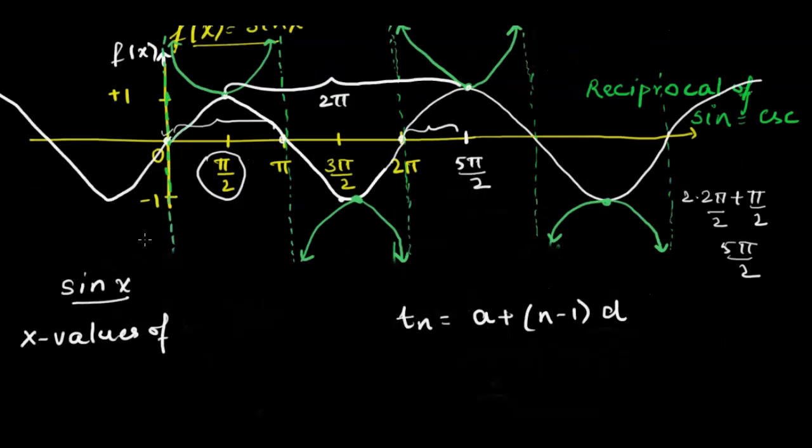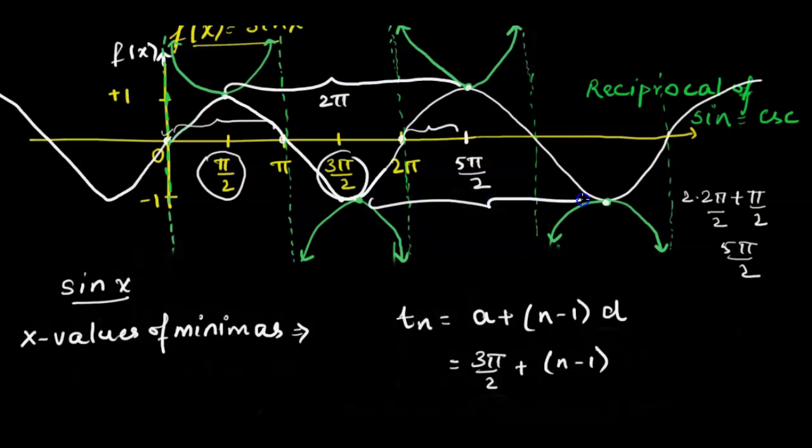Let's say now we have to find the x values of the minimas. We notice that the minimas for the sin x function are repetitive, so we would be using the same formula. The first minima we see is at 3 pi by 2. The common difference is again 2 pi.